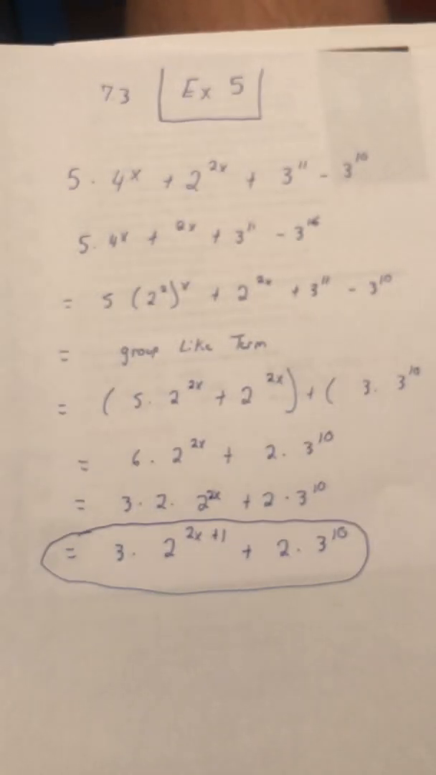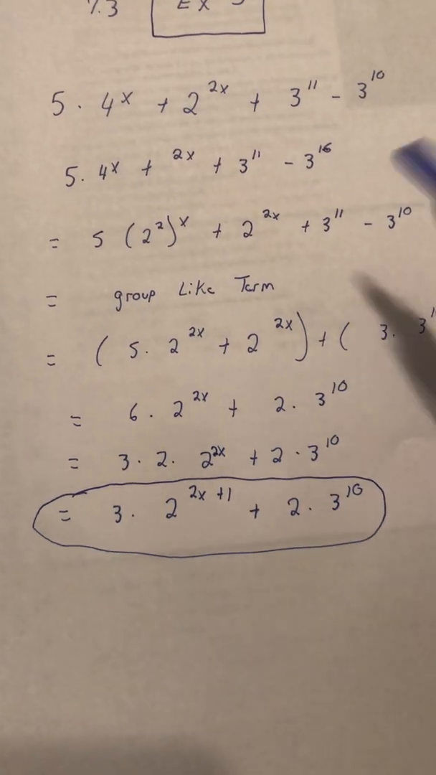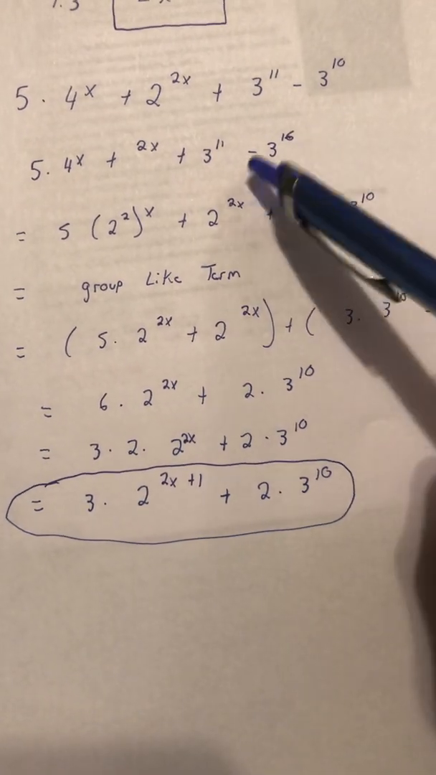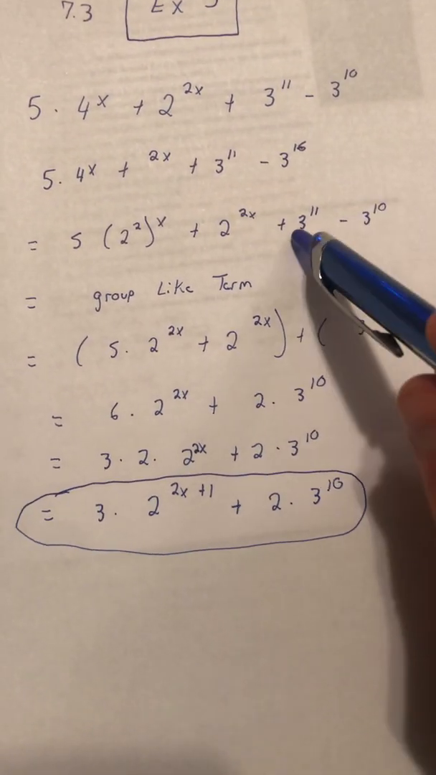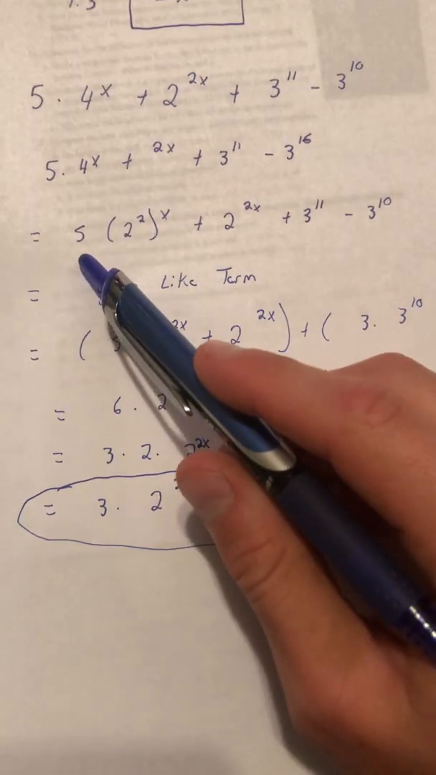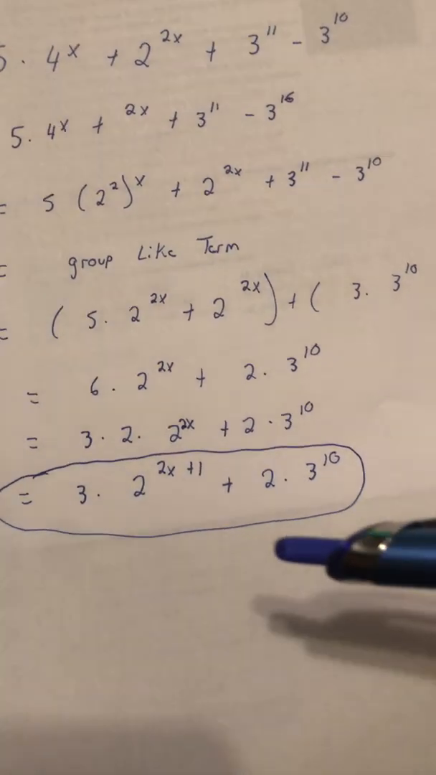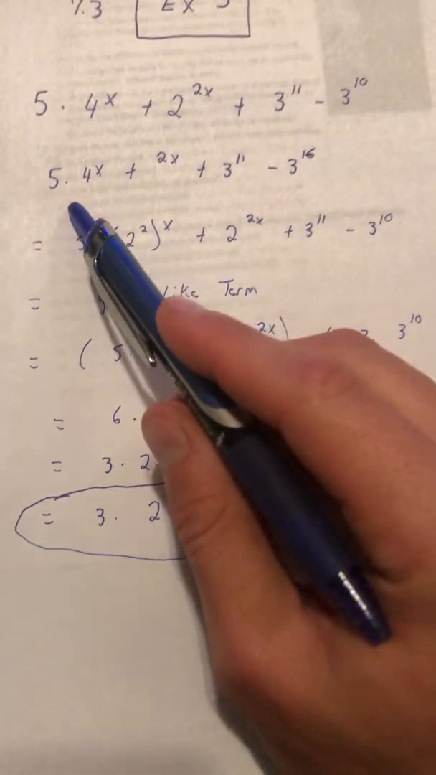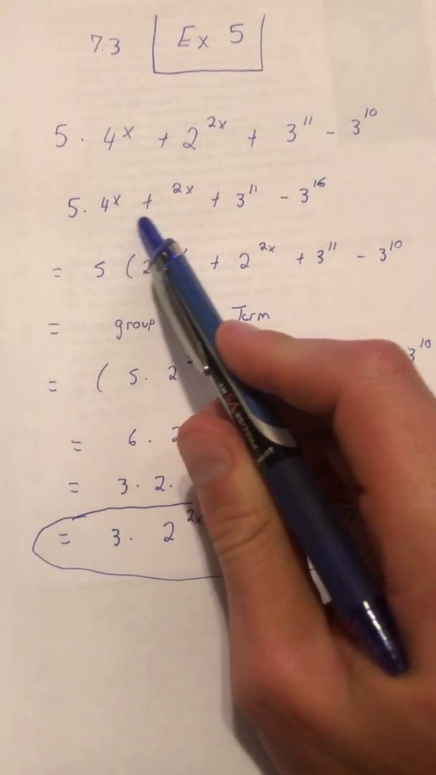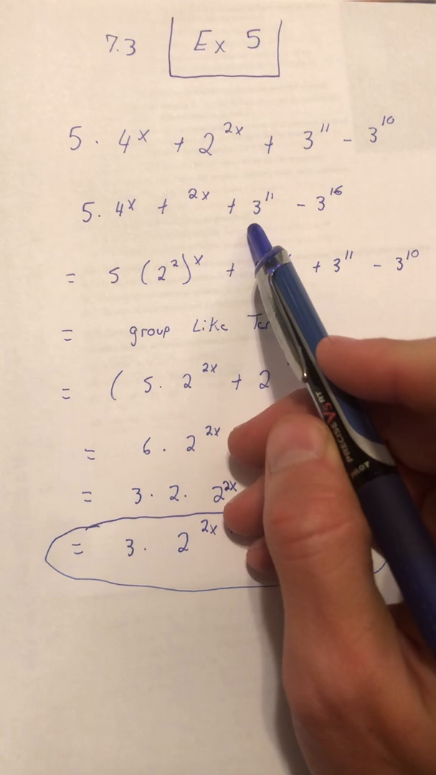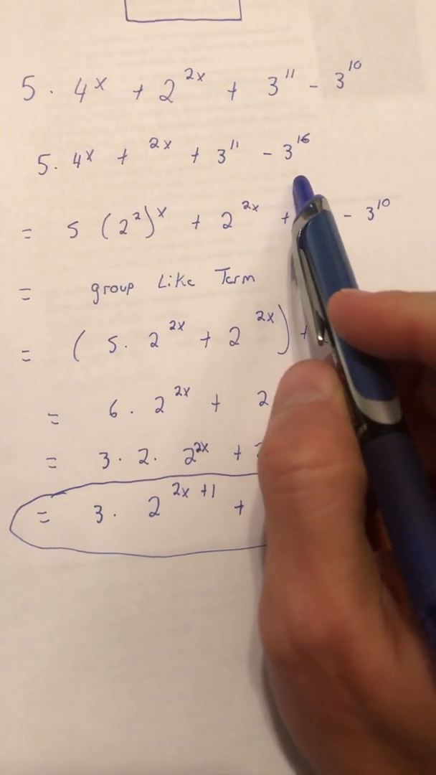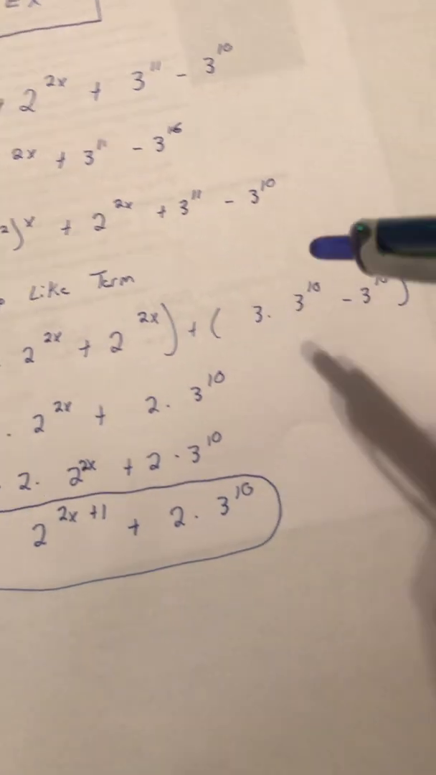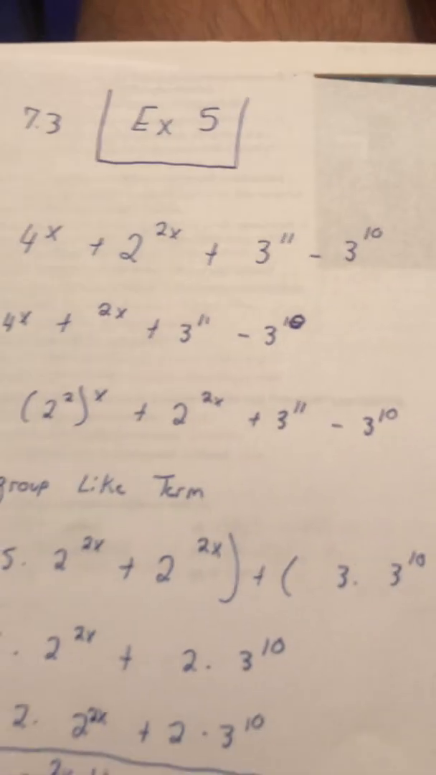Bring this out where you guys can see. I take my original, which is here. I start looking for things that I can make like. And so it looks like I'm going to be grouping like terms again. So 5, 4x, 2x, 3 to the 11th, and 3 to the 10th. Why do I have 3 to the 16th there? It should be 3 to the 10th. Sometimes I can't read my own writing. There we go, 3 to the 10th.